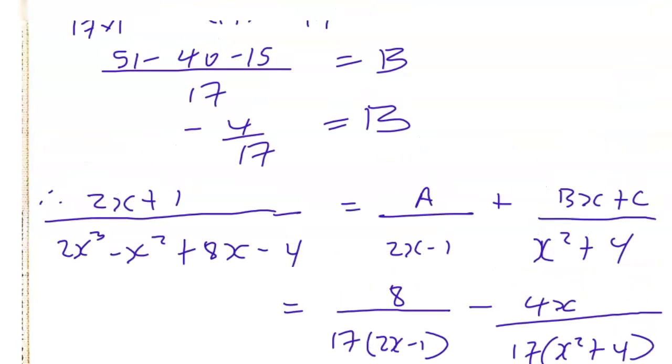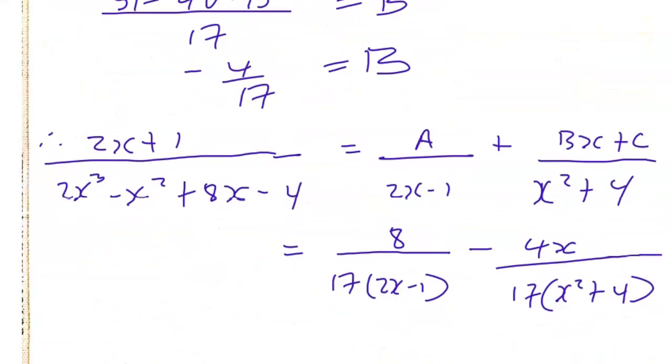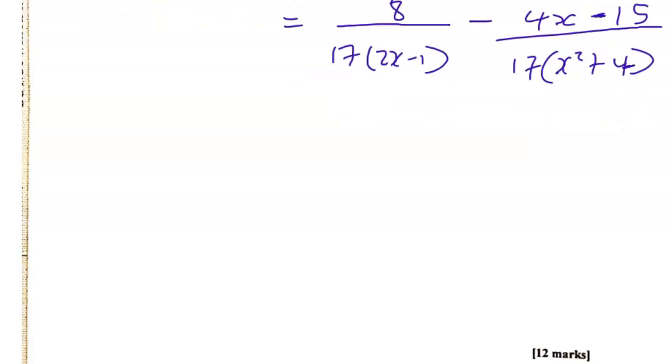So we can write it as negative 4x over 17 times x squared plus 4. And the value of c was 15 over 17. So when you're writing, you actually put minus 15, because when you expand and distribute the negative here, the minus becomes positive 15. Alright, so it's proven. Let's move on to the next question.